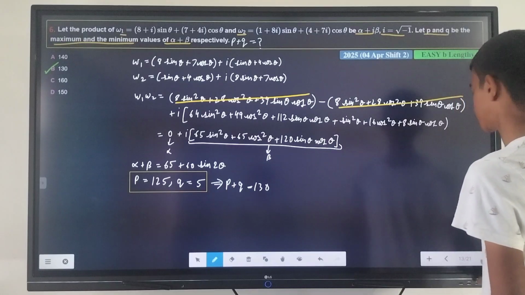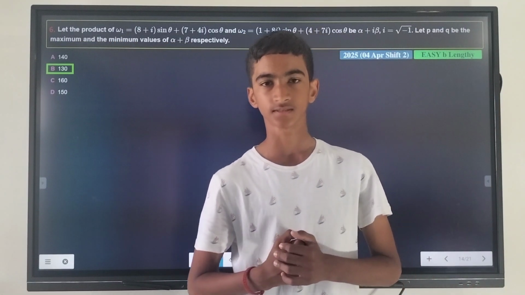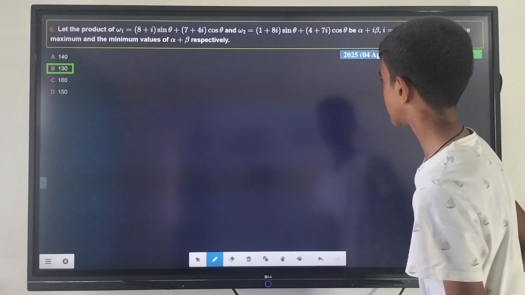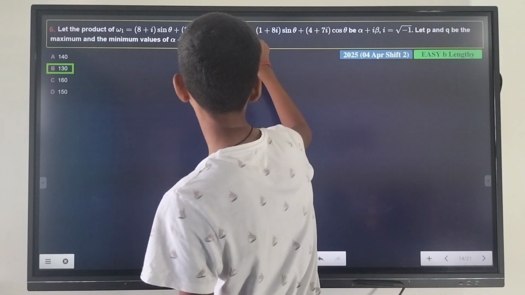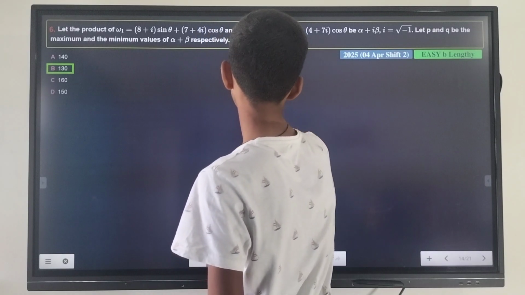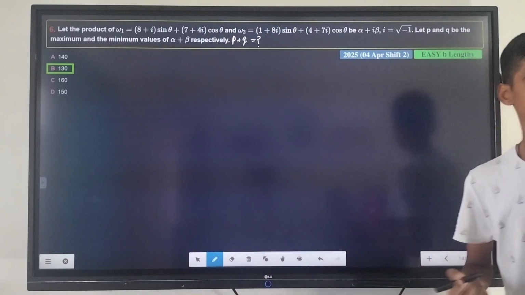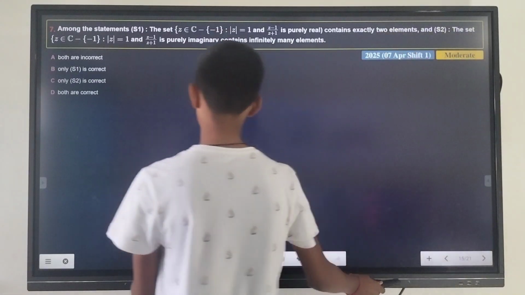And here is our solution, and we can see that our answer is correct. Here in this question we have asked P plus Q is equal to, so here also P plus Q is equal to. Now let's come to our next question. Here is our 7th question.